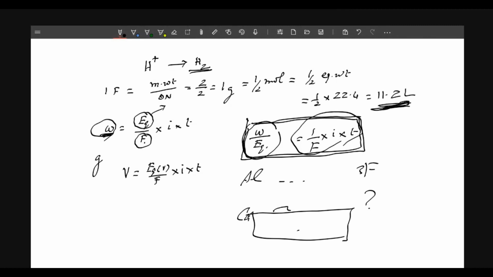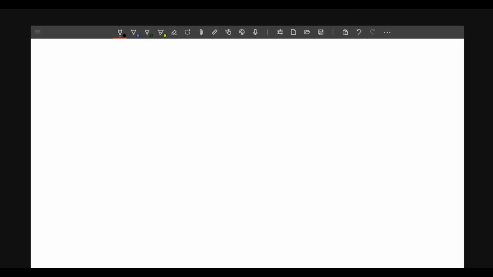Take down the first question. If 0.224 liter of hydrogen gas is formed at the cathode of a cell at STP, how much magnesium would be formed at the cathode of another electrolytic cell for the same amount of current passed?